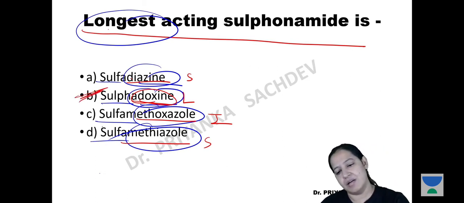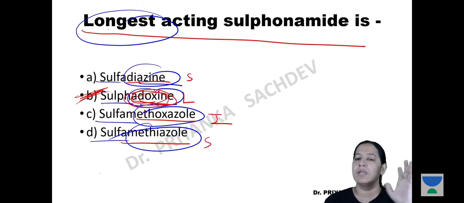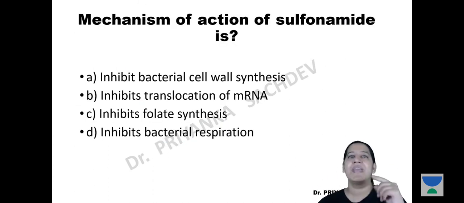The correct answer here is B, right? B or C? It's B. Why are you saying C? Nancy, Chet, Diksha are saying D. No, C and D are not the correct answer. You have to learn the classification. Diksha, Nancy, the correct answer here is B. Doxine is long acting. Check the classification.